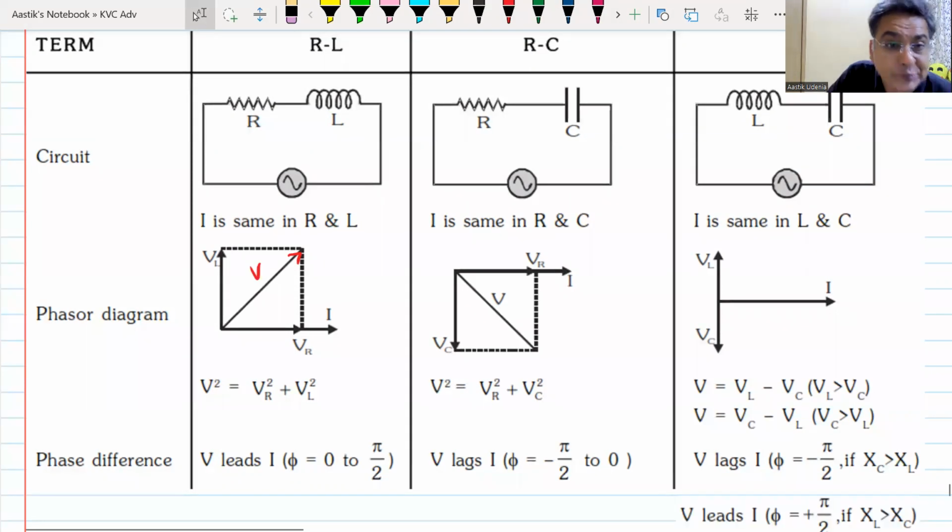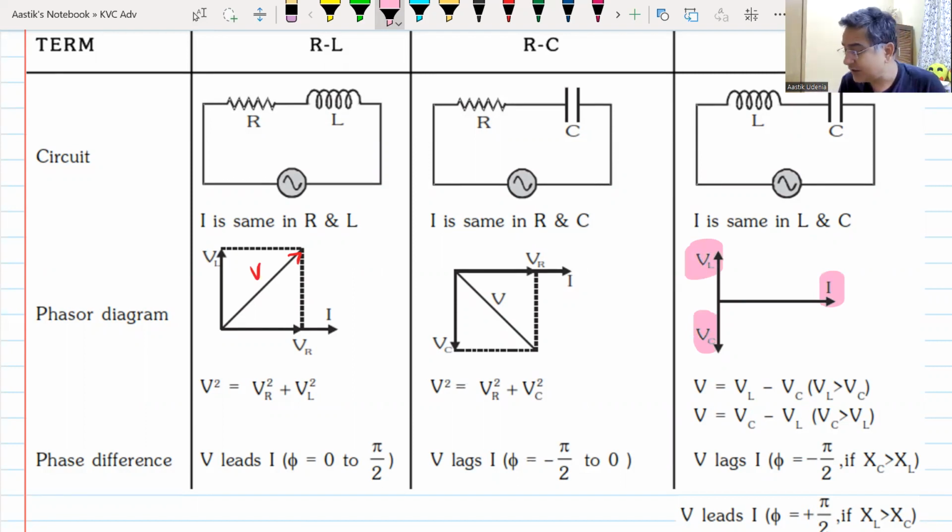So that is how there are three circuits. I'll request you to note them down. RL, RC, LC will not come, but if LC comes, it's the same way we have drawn it. We have first drawn the current I. VL would be 90 degrees ahead, VC would be 90 degrees behind, and that's it, nothing else. So the net voltage will be VL minus VC if VL is greater than VC, and VC minus VL if VC is greater than VL. I'll give you 5 minutes to note this down. Everyone understands this? Note it down.